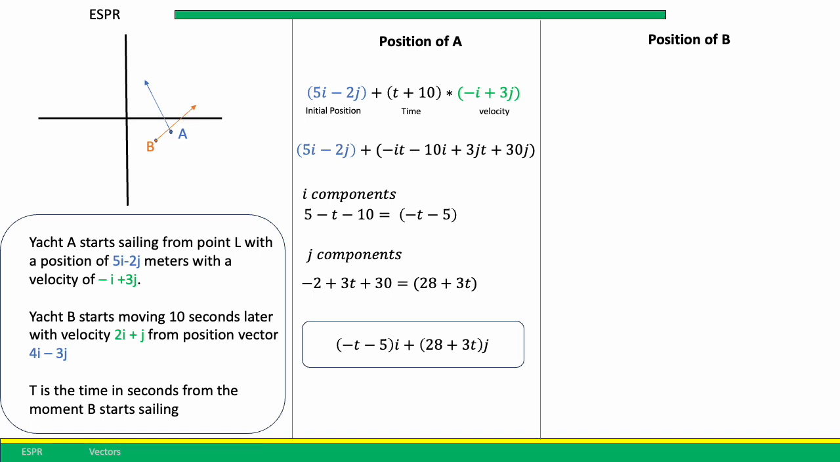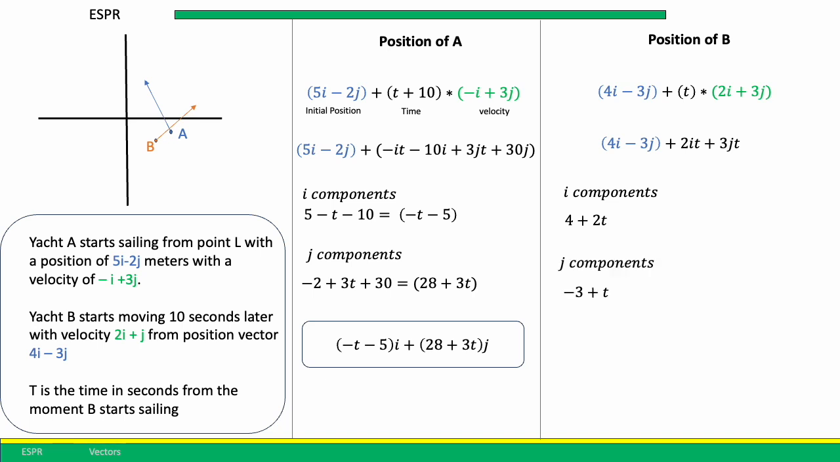Similarly, for our position of B, we have the initial position plus the time multiplied by its velocity. We can then simplify this down through this expression over here. Once we take out the i components, it gives us 4 plus 2t, and our j components give us minus 3 plus t. This gives us a final position of (4 plus 2t)i plus (minus 3 plus t)j.